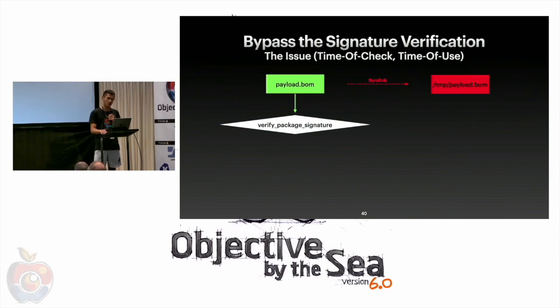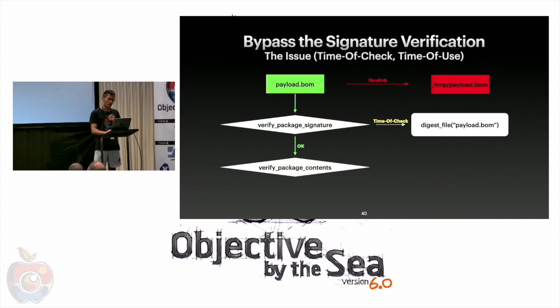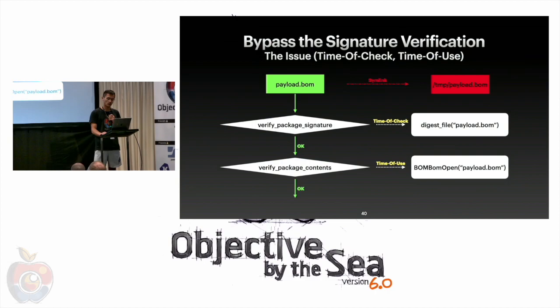Next, in the function verify package signature, it reads the bom file from a controlled location according to the symbolic link. So we can use the original bom file to pass the check here. Then, in the function verify package contents, it also follows the symbolic link and uses the controlled bom file to verify all the other items in the OTA package. So at this time, we can fake the bom file to fake all the other items in the OTA package.